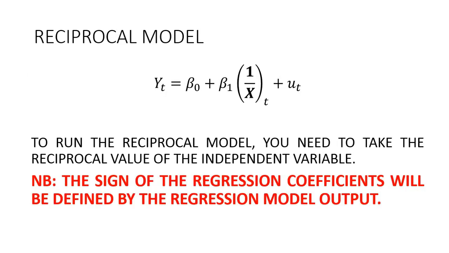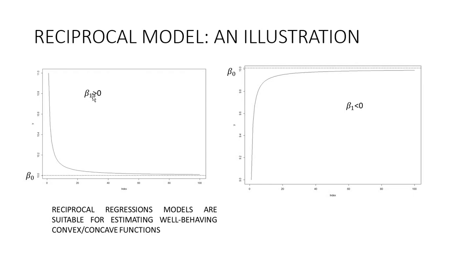Okay, finally we proceed to the reciprocal model, and in this case you have to take the reciprocal value of the independent variable. But again, please keep in mind that the signs of the regression coefficients will be defined by the regression model output. So for instance, if we assume that beta 1 is greater than 0, then the regression line will look like this. It will approach the value of beta 0, but it will never reach it, and vice versa. Like here we have the opposite.